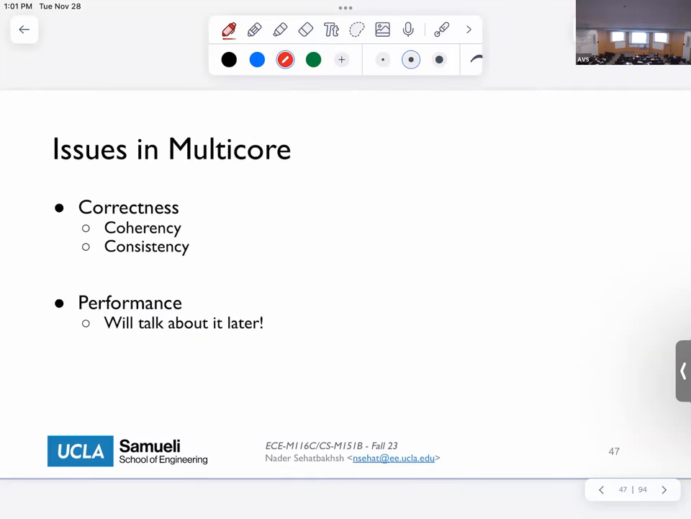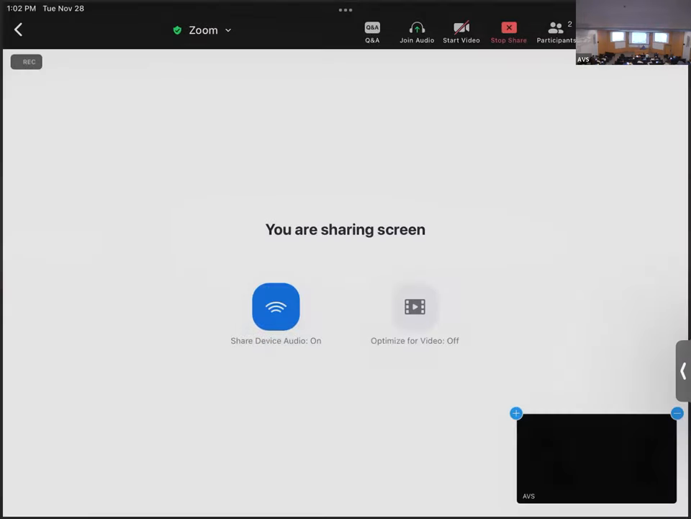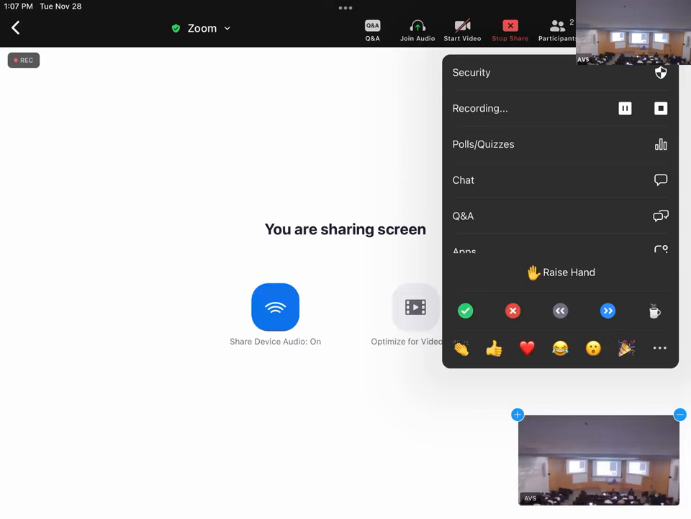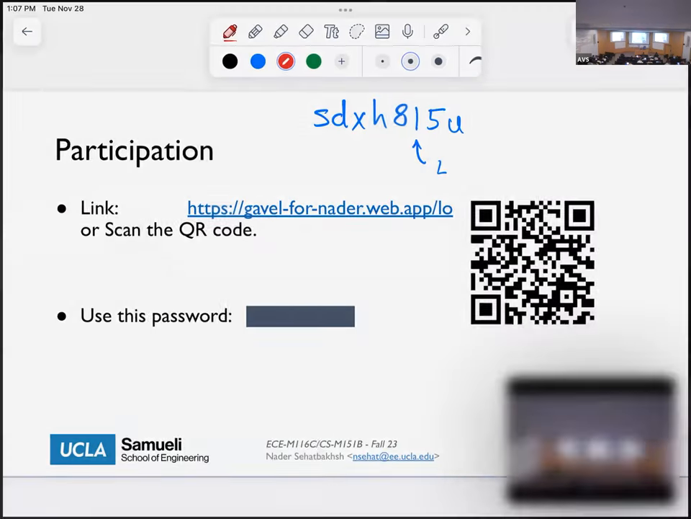All right. So we're going to have correctness issues, the consistency and coherency. First, I'm going to talk about the coherency issue and how to fix that. Next time, we're going to talk about the consistency issue, and we're going to fix that as well. And if we have time, we're going to talk a little bit about the performance issues that multicore are going to have as well. All right. Let's have a quick break, come back, and we're going to talk about coherency. All right.